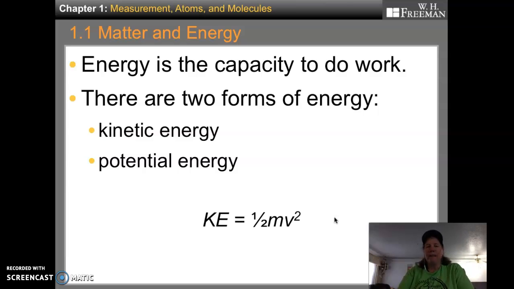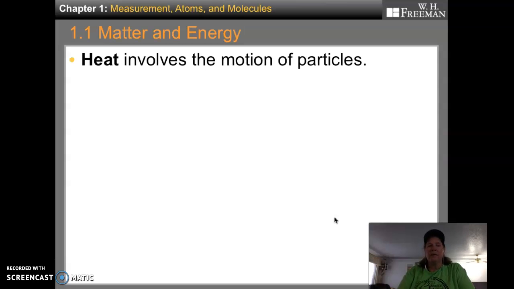You can actually determine how much kinetic energy you have. You need the mass and the volume. We're not going to determine that, but you can figure out how much kinetic energy there is in an object. When we're talking about energy, especially in chemistry, in most cases we're talking about heat. Heat is given off a lot of times in a chemical reaction. But heat is the motion of the particles. The faster they're moving, the more kinetic energy they have, the more heat they have.